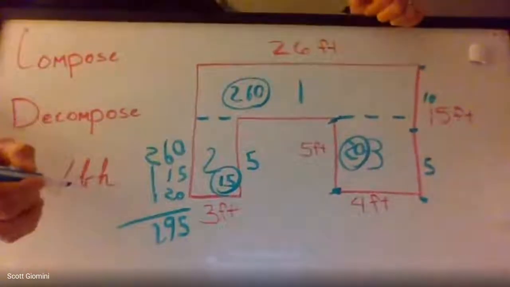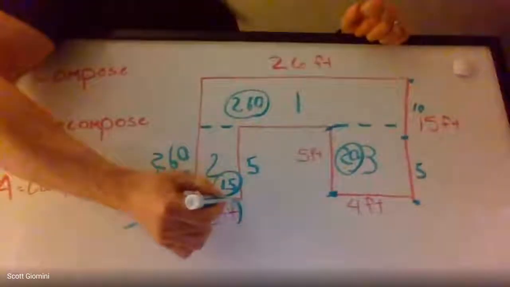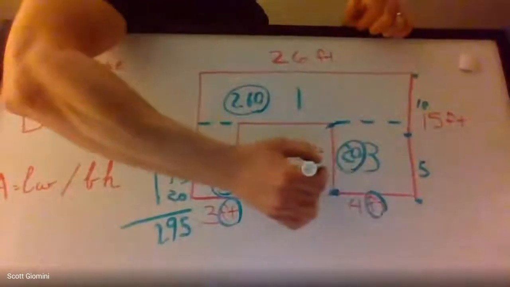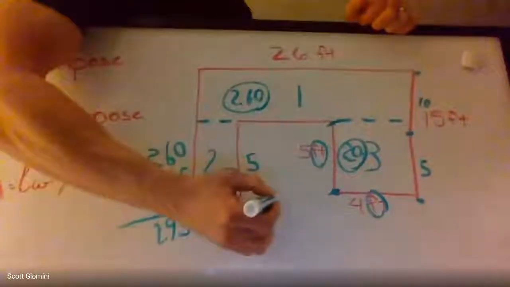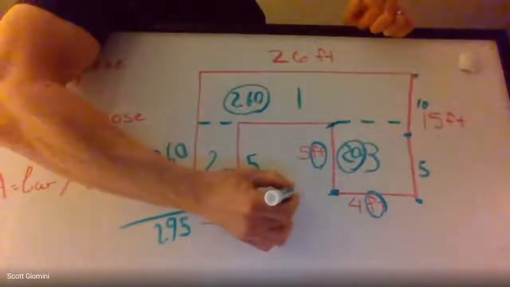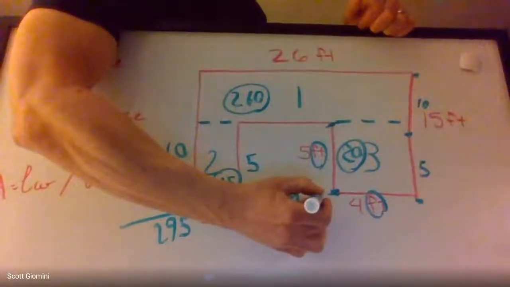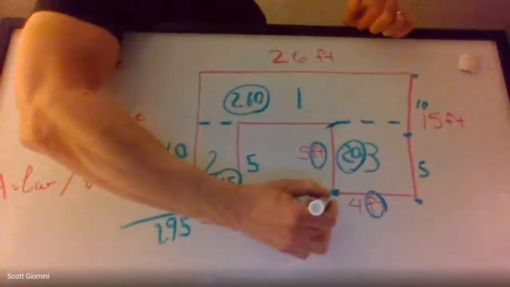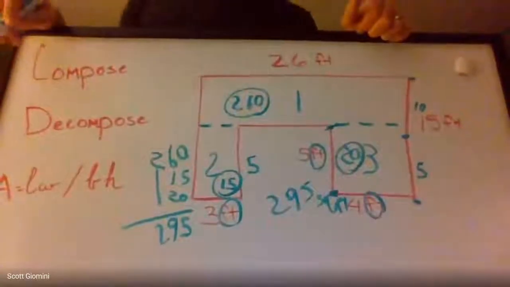My answer is 295, but I'd actually take off for that because I didn't label it. Notice the unit of measure for all these is feet. So because we're talking about area, the final answer would be 295 square feet.